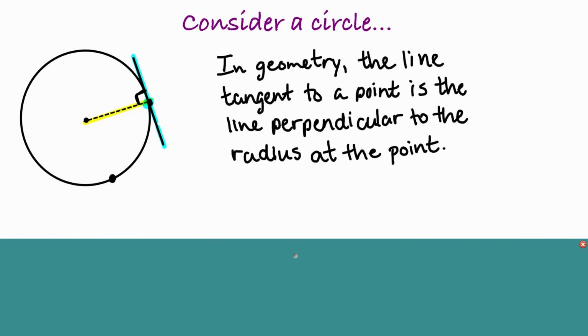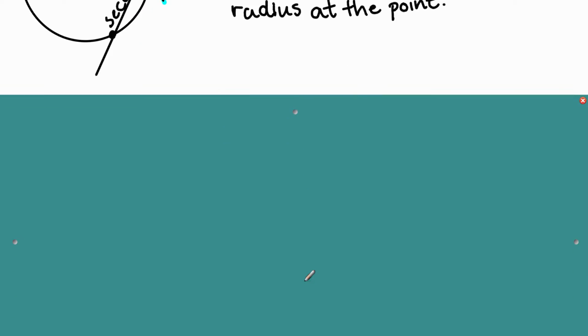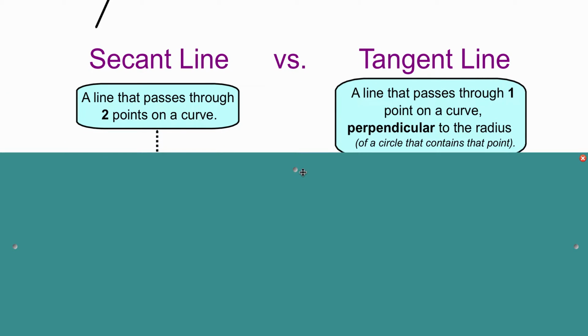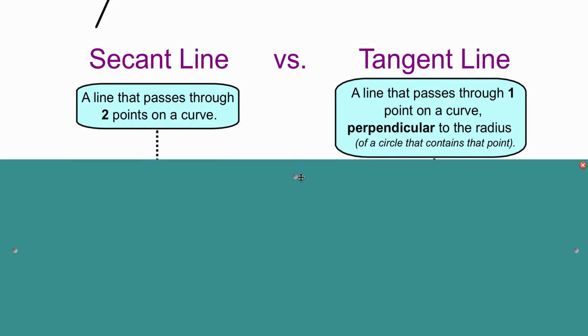Now, consider another point on the circle. If we connect the 2 points together to form a new line, this is called the secant line. Let's talk about the difference between secant lines and tangent lines. A secant line is a line that passes through 2 points on a curve, while a tangent line is a line that passes through 1 point on a curve. More specifically, it must be perpendicular to the radius of the circle that contains the point of tangency.